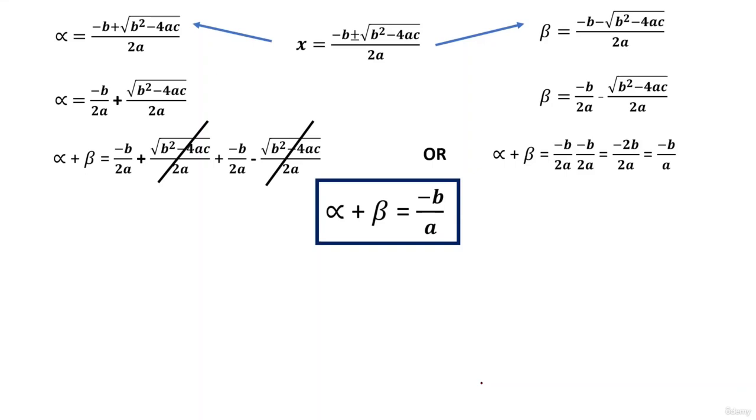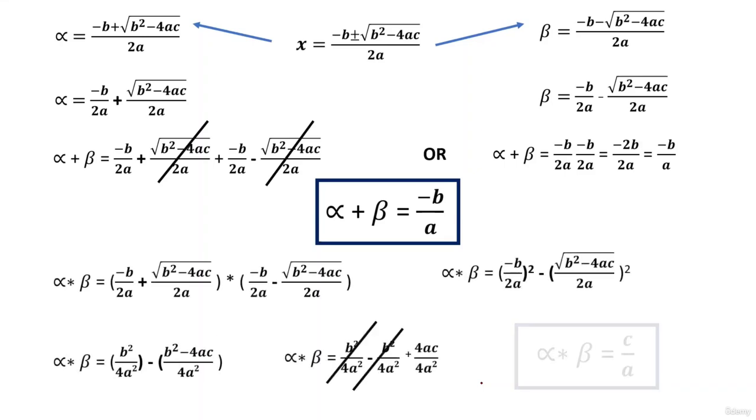Okay, same thing you can observe for the product of the roots, guys. We can multiply alpha and beta. When you multiply, you will simply land up with alpha beta equals c by a. Okay, if you want to understand the derivation, I have given it here on the screen. You can just pause the video and check it out for yourself.